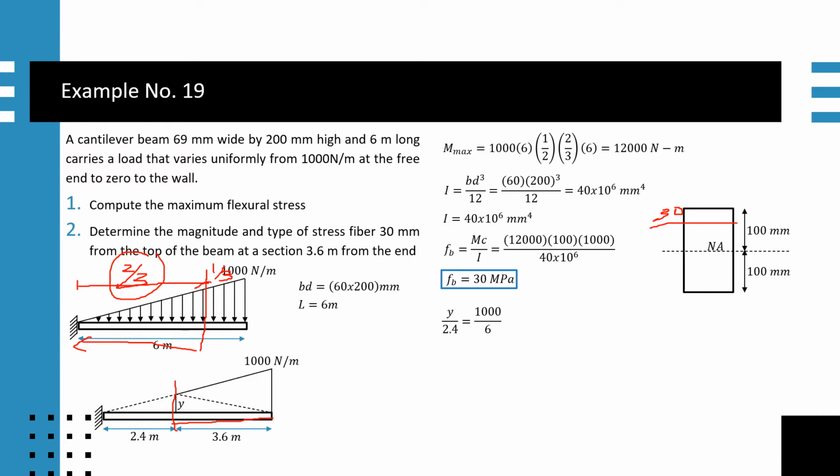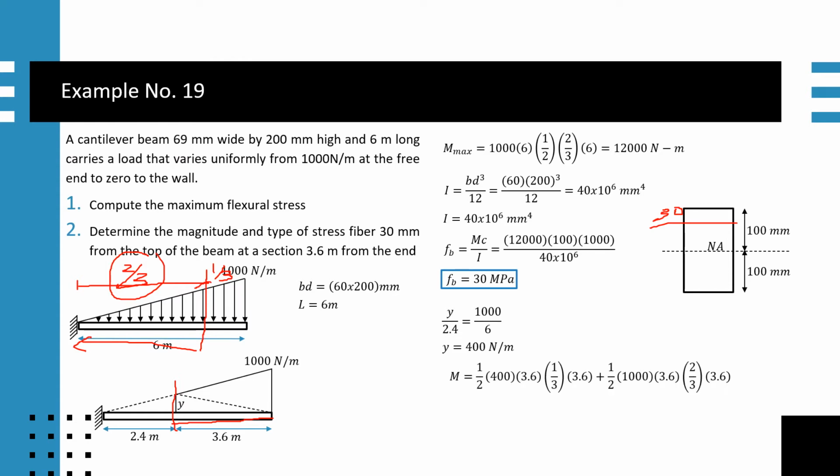So, kunin natin yung value ng y. Kung paano natin kinukuha yung value ng y, di ba, mag-ratio and proportion lang tayo. So, that is y over 2.4 is equal to 1,000 over 6. Okay? Makuha mo na yung value ng y, which is 400 Newton per meter.